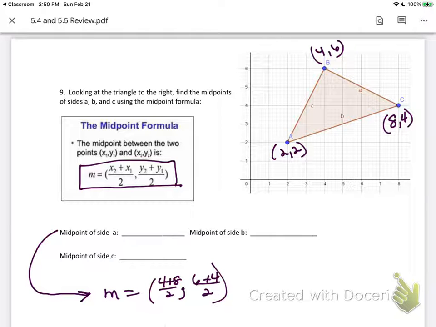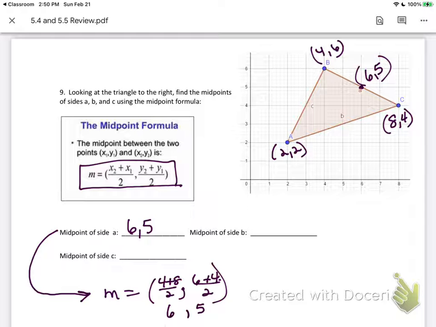So let's do that math. 8 plus 4 is 12. 12 divided by 2 is 6. 6 plus 4 is 10. 10 divided by 2 is 5. This point is 6, 5. Check on your grid. Where would that be? 6, 5 would be right there, and that seems like a reasonable place. Okay, so this is 6, 5, and that's the midpoint of side A.